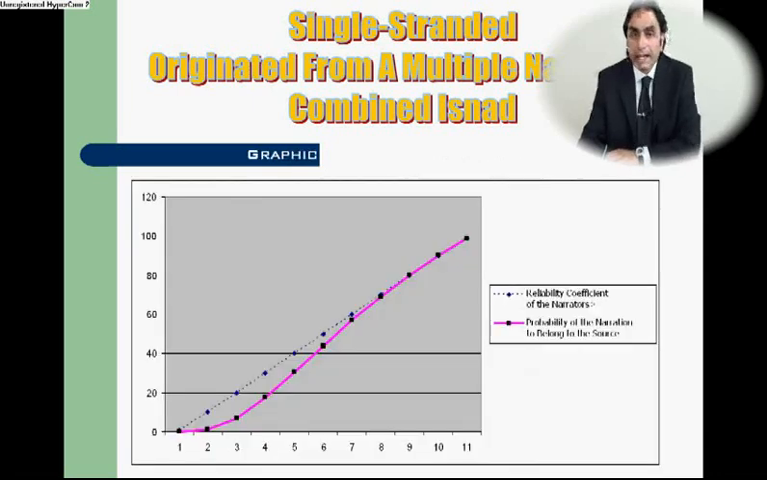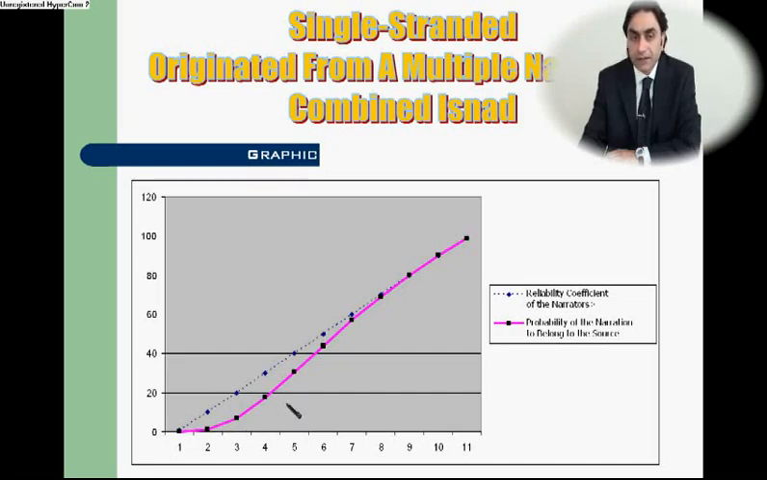It is observed that the curve indicating the probability that the narration belongs to the source to which it is attributed follows a linear path on the second half of the straight line indicating the reliability coefficient of narrators, whereas it follows a parabolic path at a certain scale in the first half.